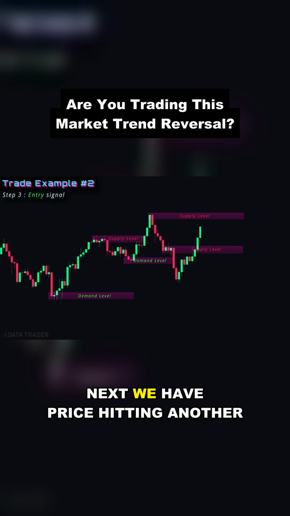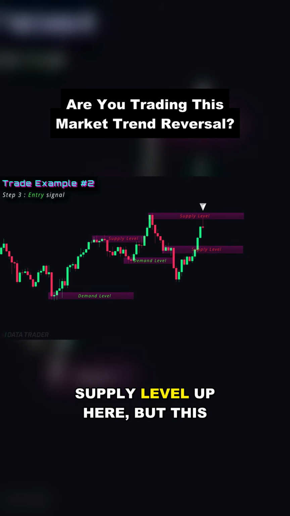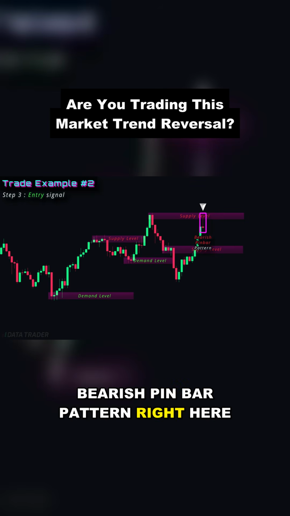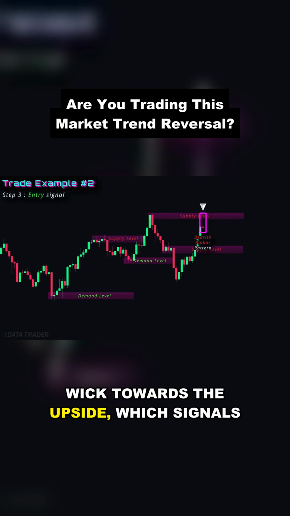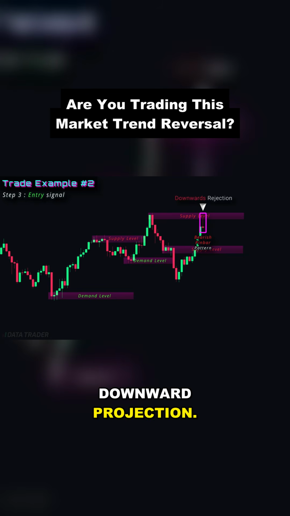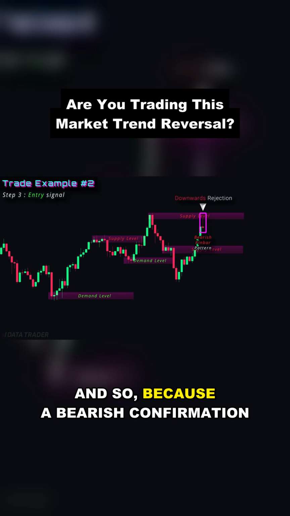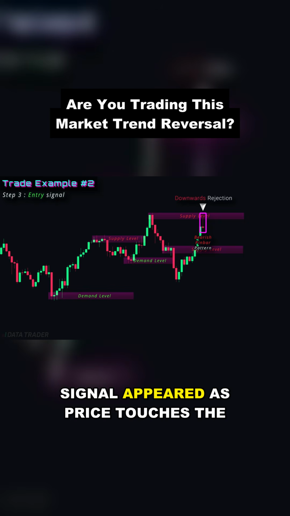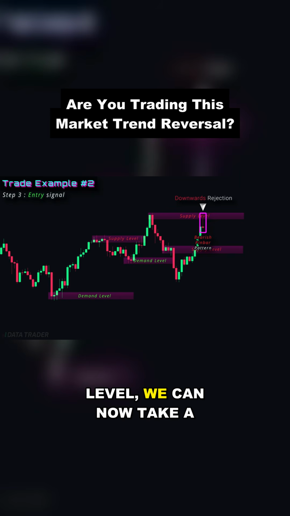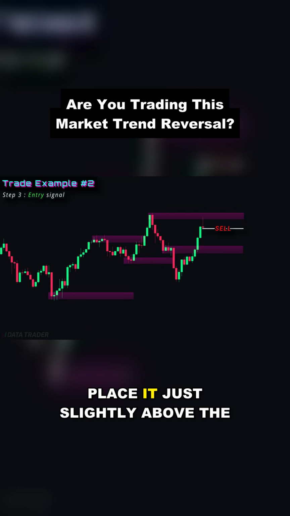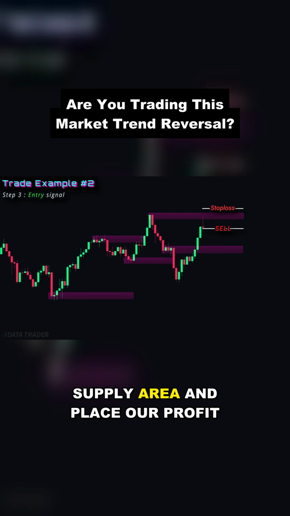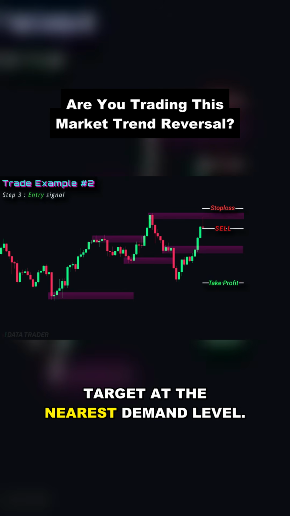Next, we have price hitting another supply level up here. But this time, we can actually spot a bearish pin bar pattern right here as price approached the level, which is characterized by a candle having a small body and a long wick towards the upside, which signals downward rejection. And so, because a bearish confirmation signal appeared as price touches the level, we can now take a short position right here. For our stop loss, we can place it just slightly above the supply area and place our profit target at the nearest demand level.